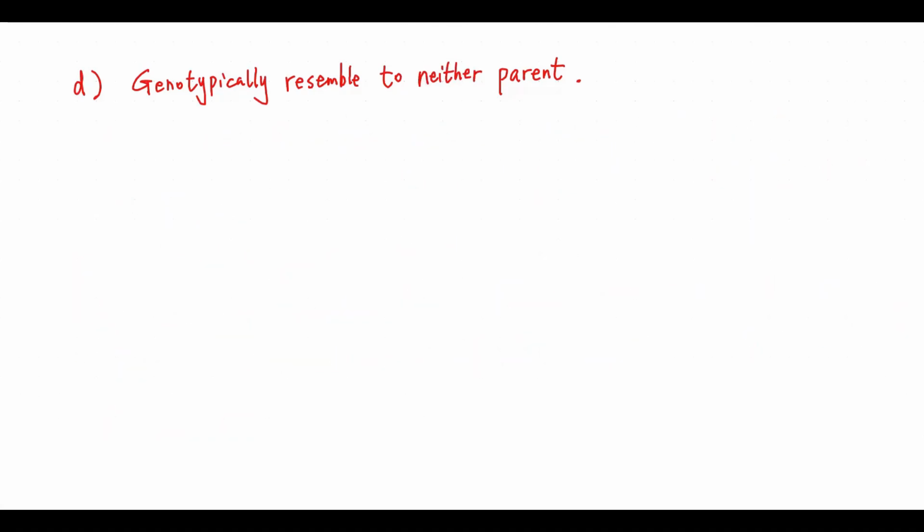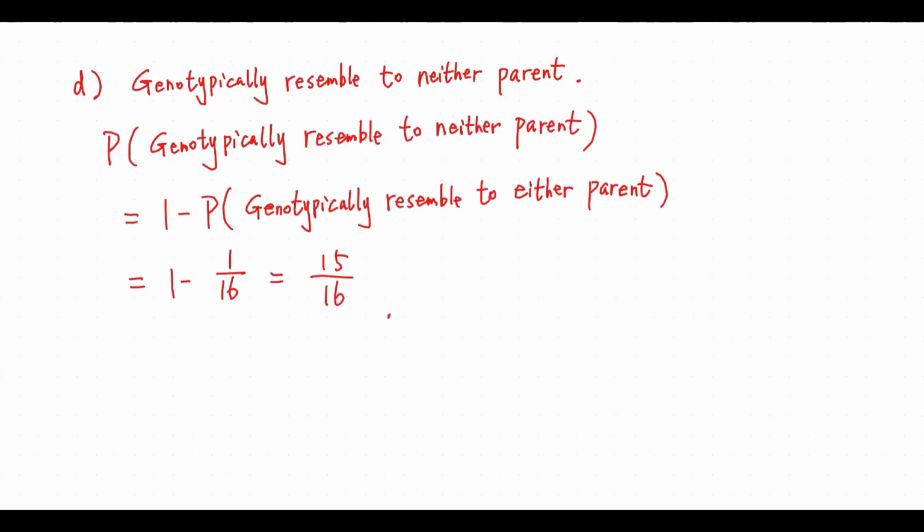Case D, genotypically resemble neither parent. The probability for this case equals 15/16.